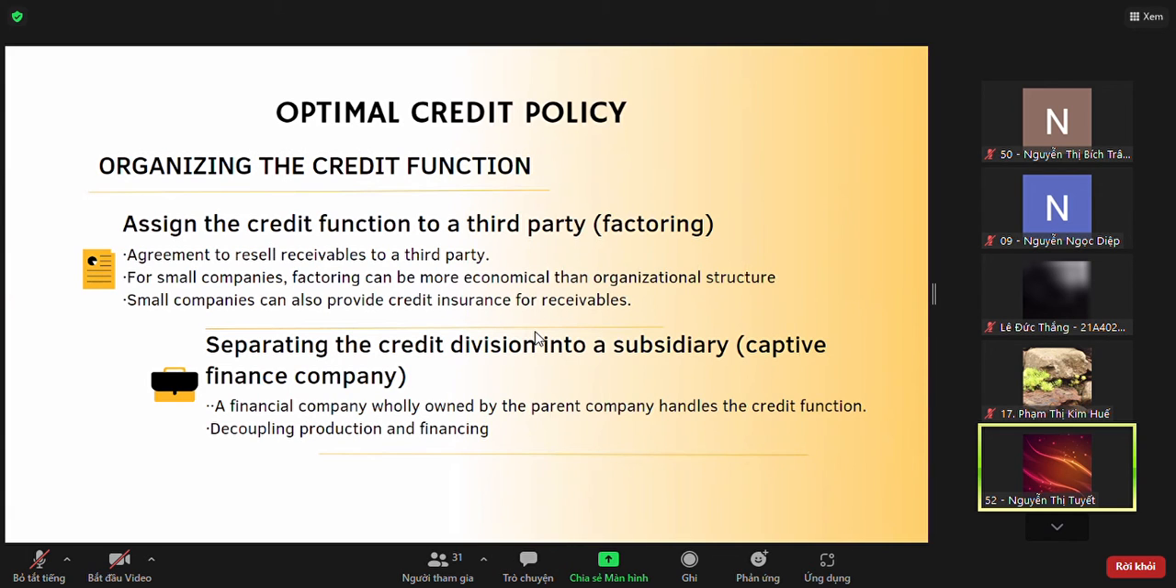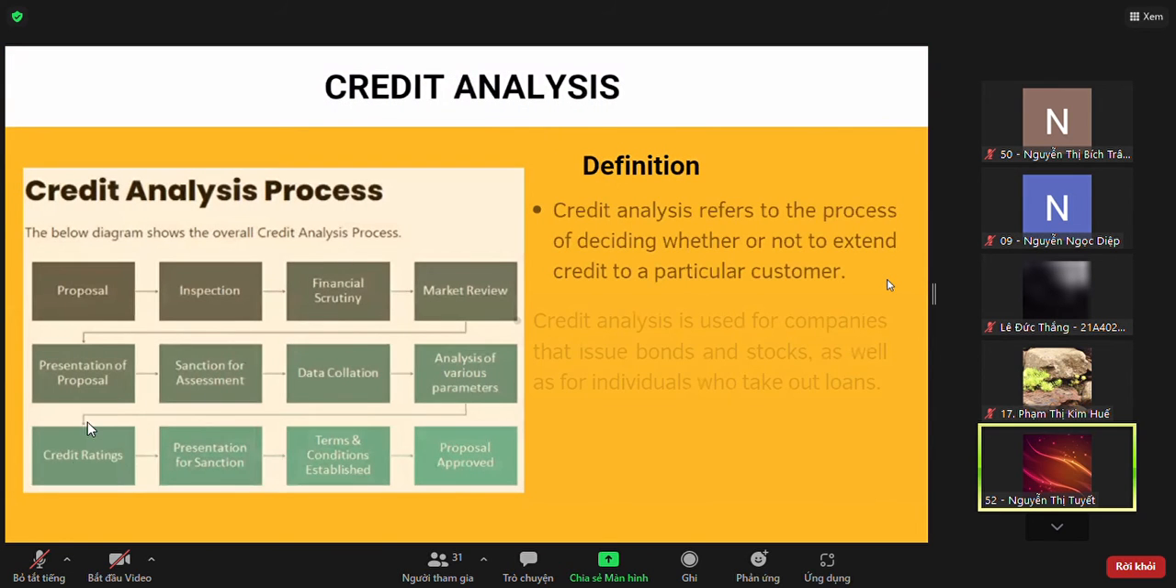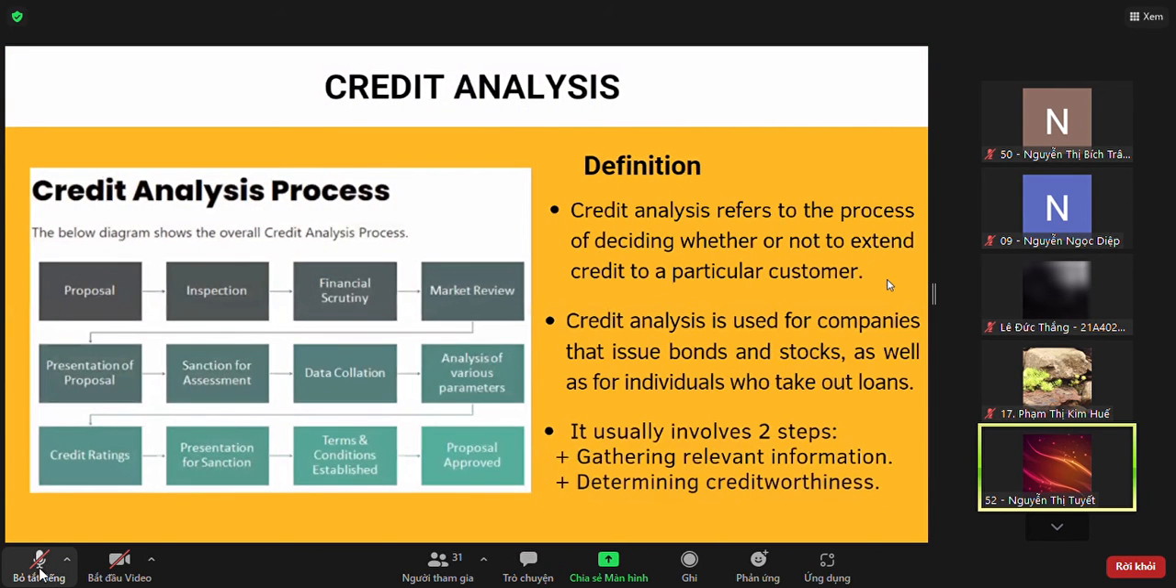So now we move on to the next part, credit analysis.